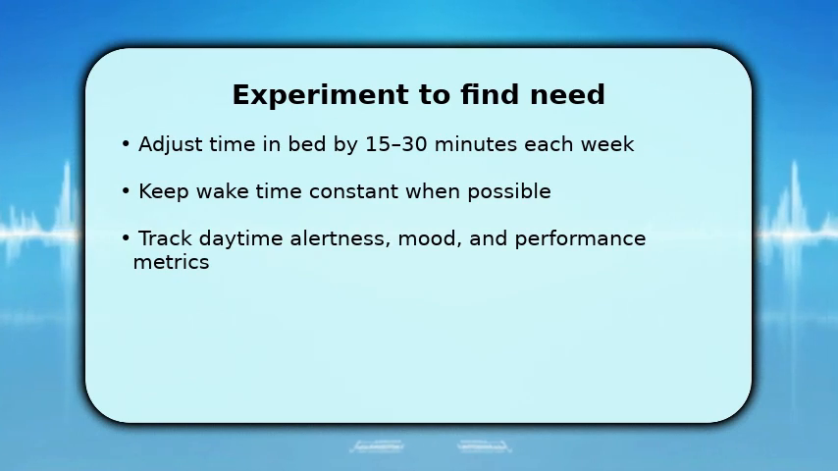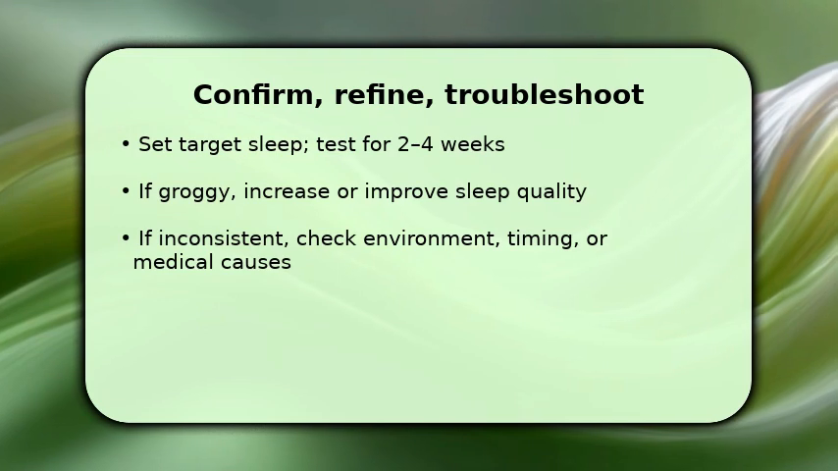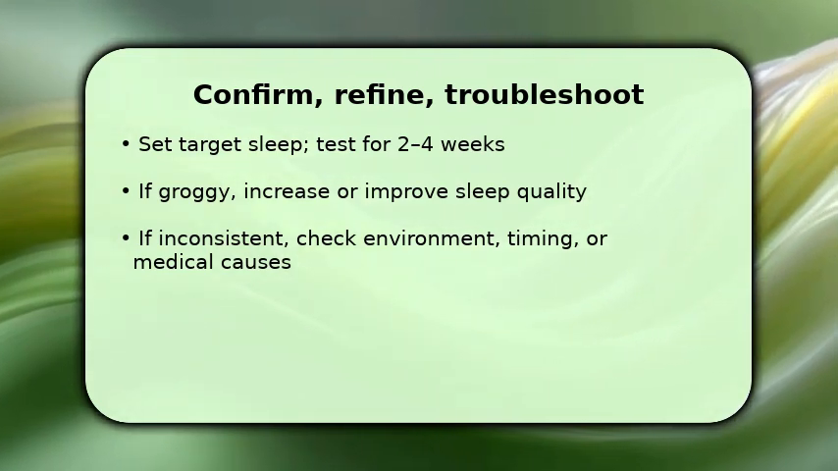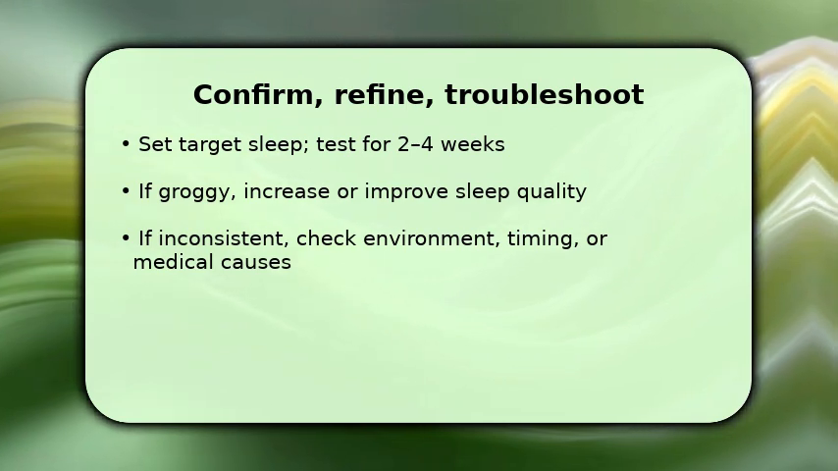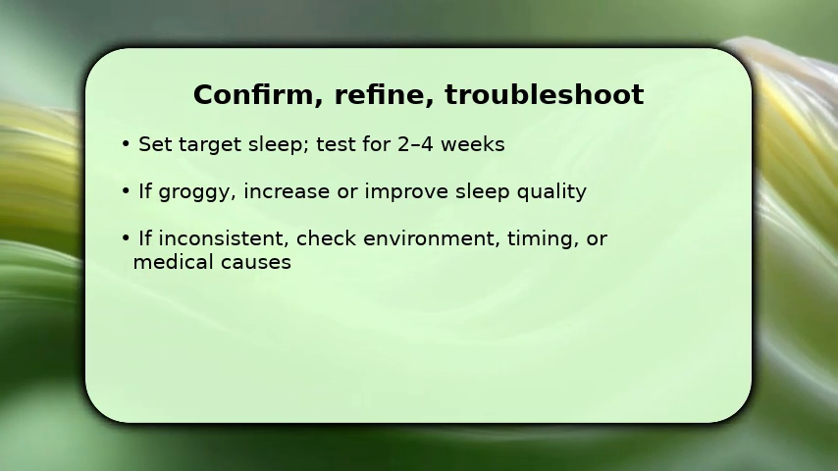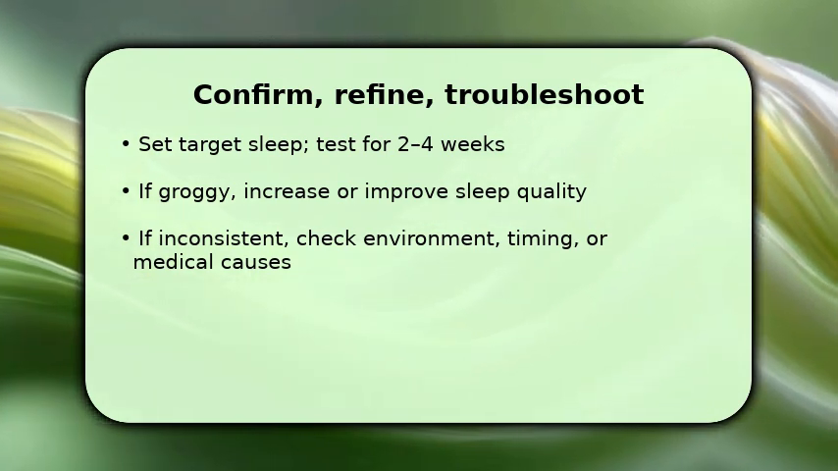Finally, choose the sleep duration that produced consistent daytime functioning and test it for 2-4 weeks to confirm. You do this to ensure the result isn't a transient improvement. Once done, optimize sleep quality, light, temperature, noise, and routines to make the hours restorative.